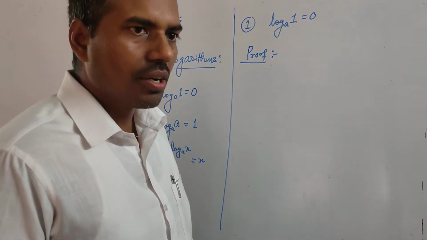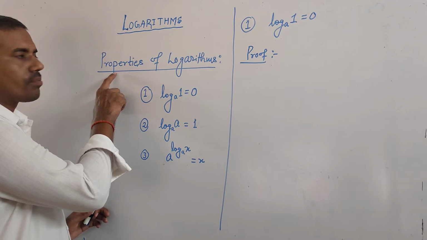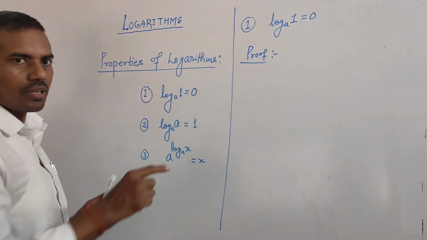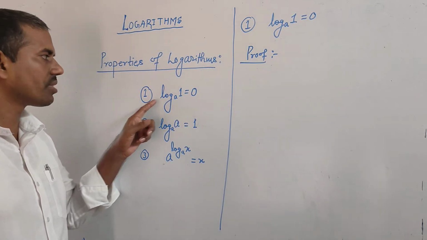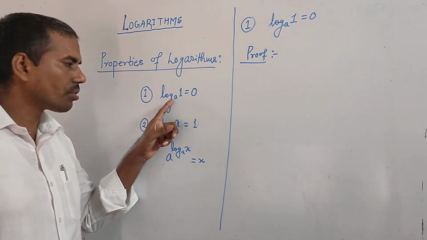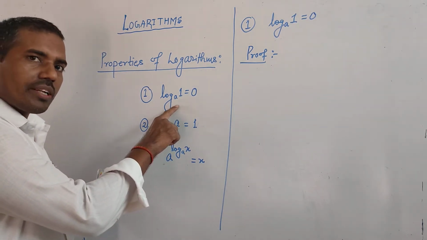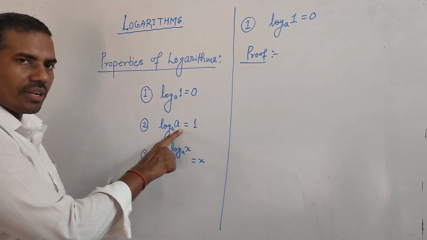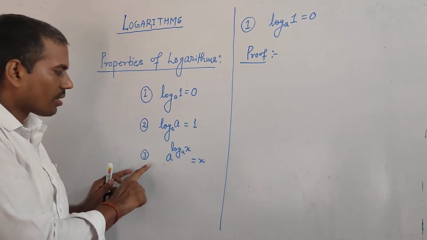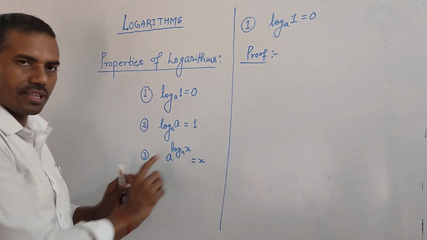Hello friends, today I am going to explain about the properties of logarithms. We know that there are three basic properties of logarithm. First one is log of 1 to the base a is equal to 0, means log of 1 to any base is equal to 0. And second one is log of a to the base a is equal to 1. Third one is a to the power log of x to the base a is equal to x.